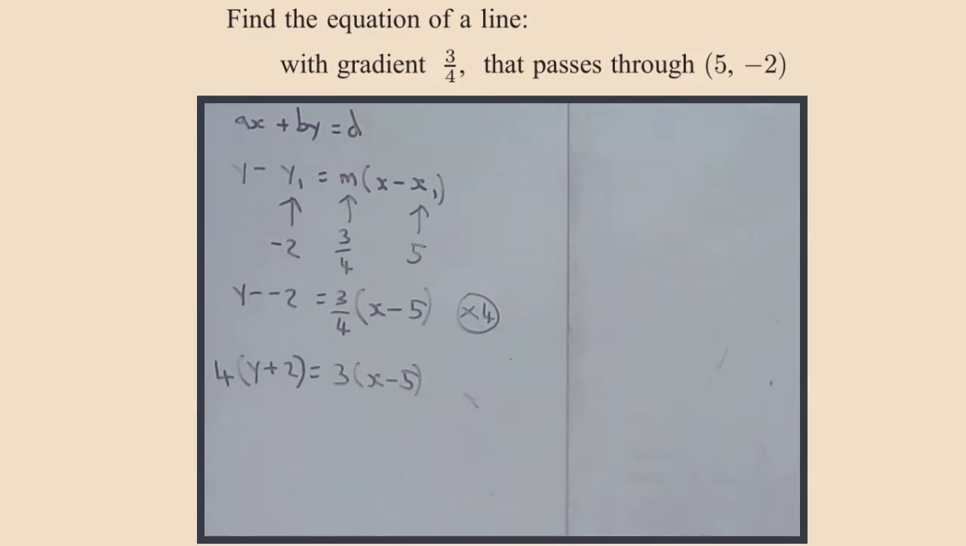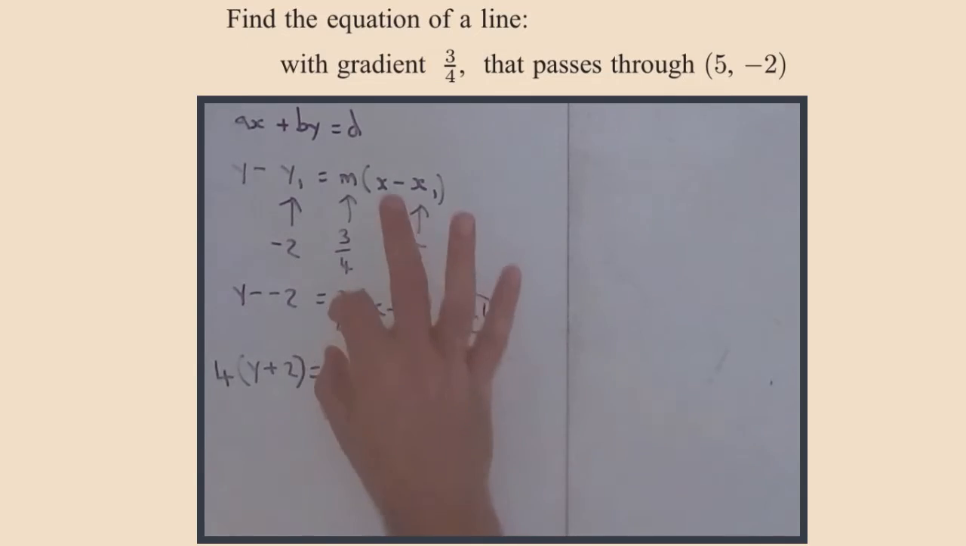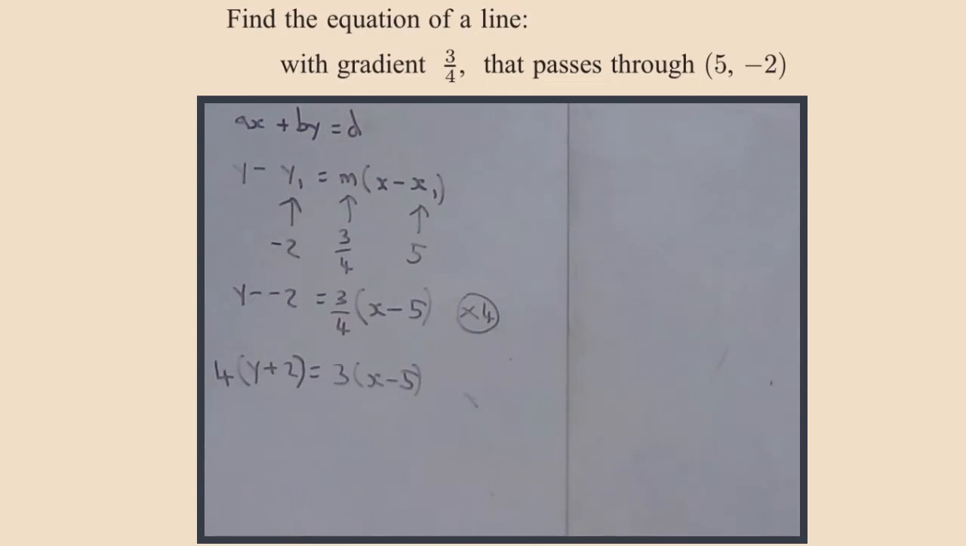I see a lot of people end up with another 3. They think they have to put a 3 into this bracket as well. This right hand side is only one term, it's factorized, so once I multiply by 4 I only need to do that one step there. Now I'm going to expand both brackets, so 4y plus 8 equals 3x minus 15.